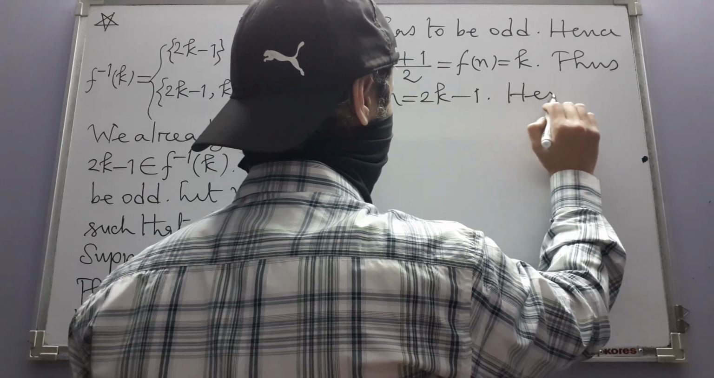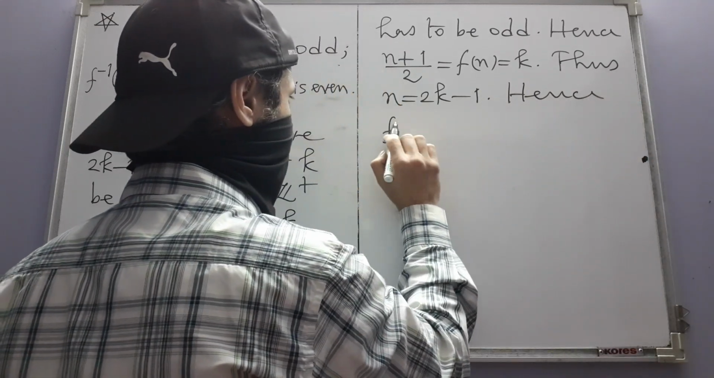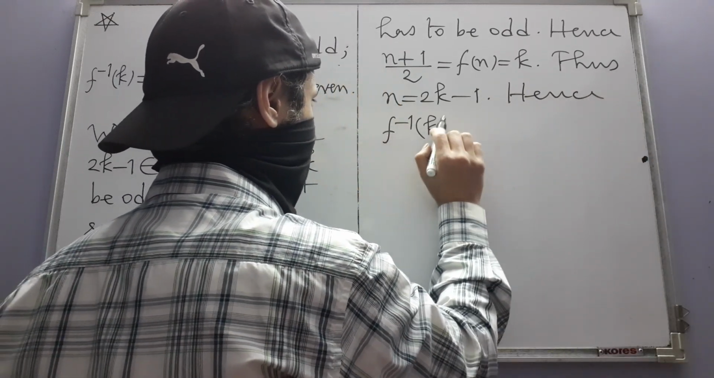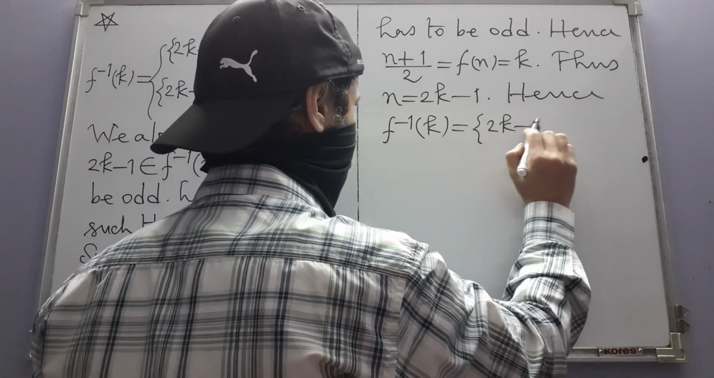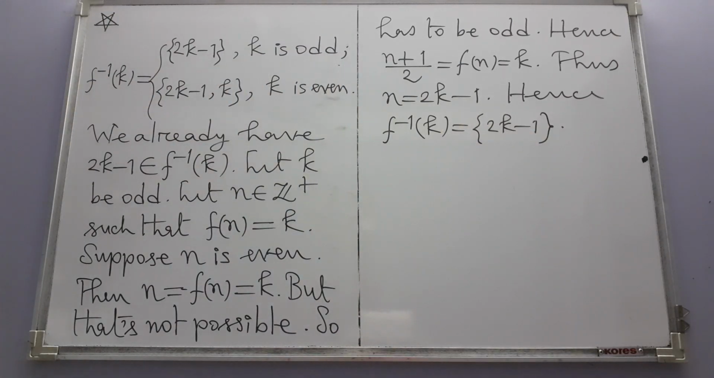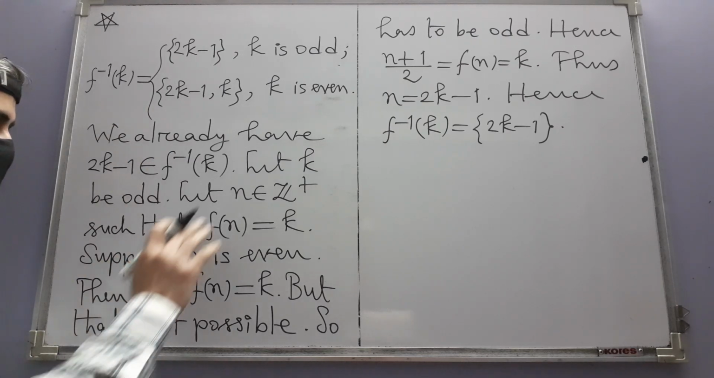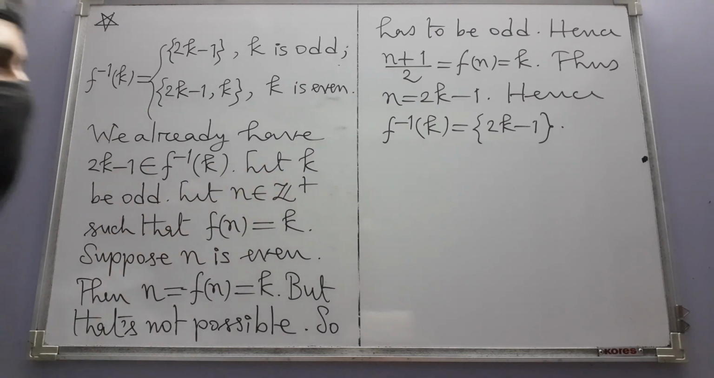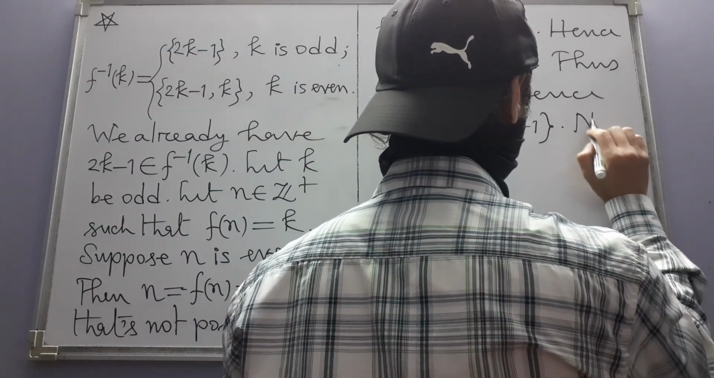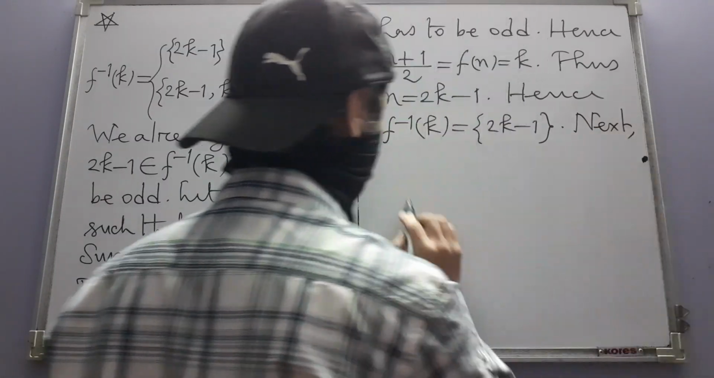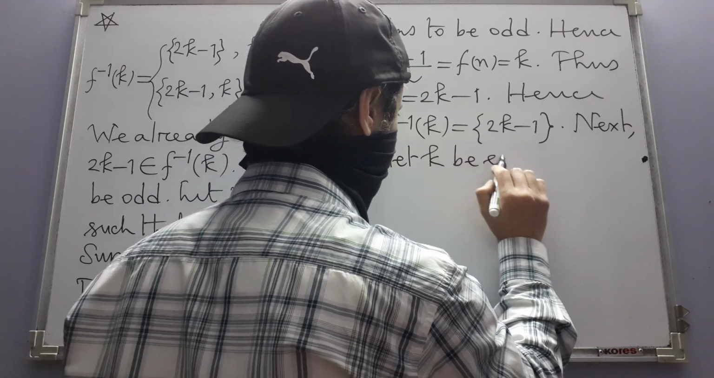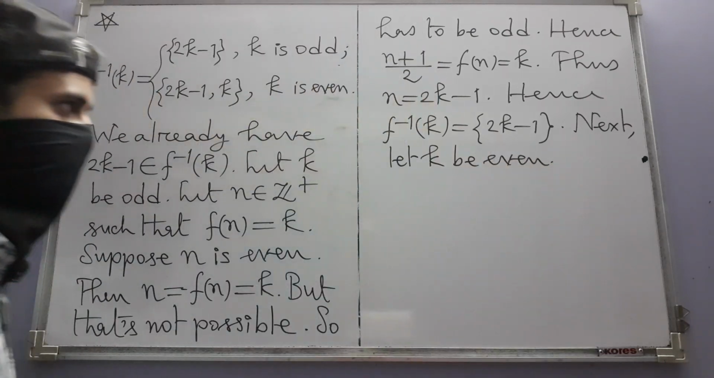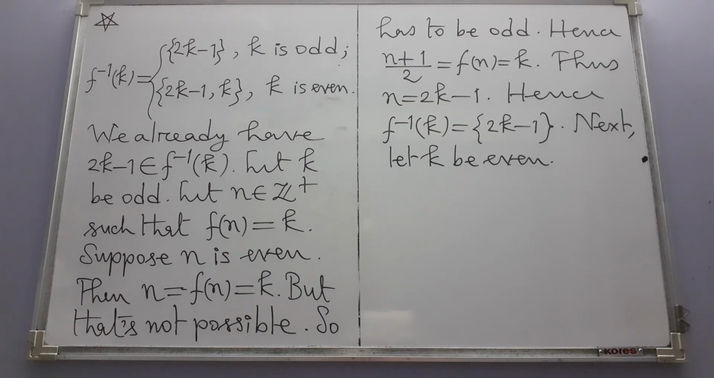Hence, f inverse of k really is this singleton set {2k minus 1}. We have actually proved this. So this is one case where k is odd. Next, let k be even. Okay.